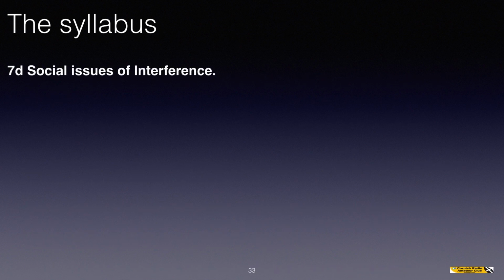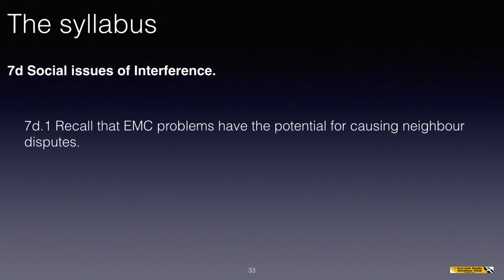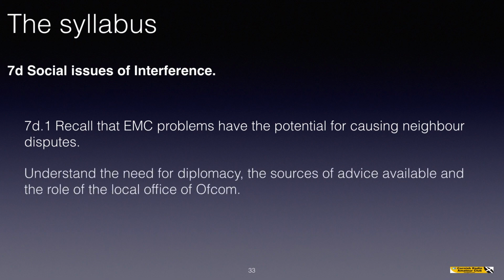The social issues of interference. Recall that EMC problems have the potential for causing neighbour disputes. Understand the need for diplomacy, the sources of advice available, and the role of the local office of Ofcom.